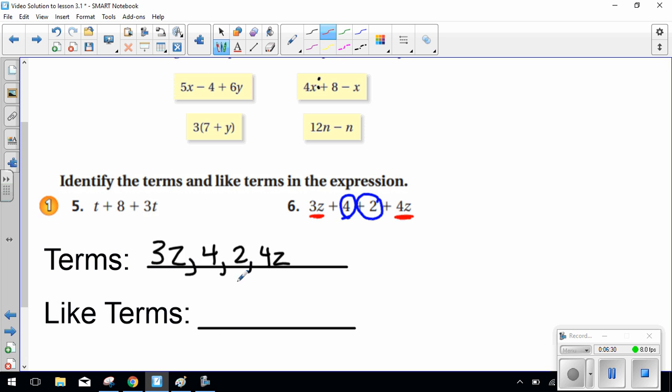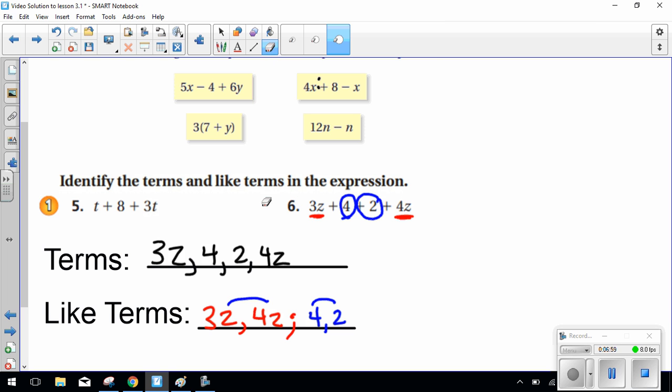So 3z and 4z, semicolon. This is one set. My other set is 4 and 2. So my terms are 3z, 4, 2, and 4z. I'm just listing them. And my like terms, I have 2 sets, set number 1 and set number 2. Okay, let's move on to number 11.